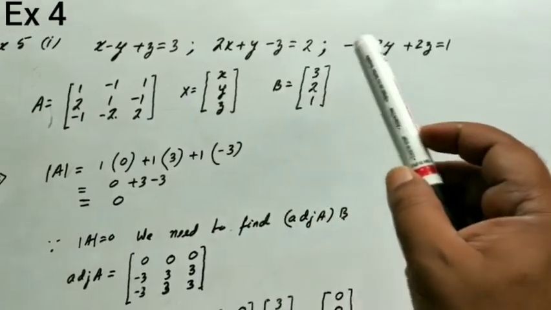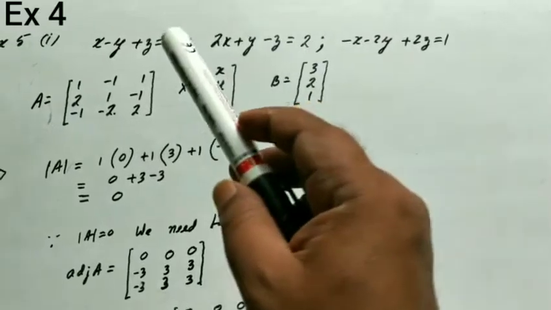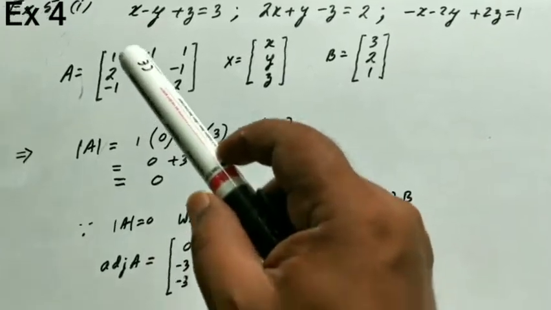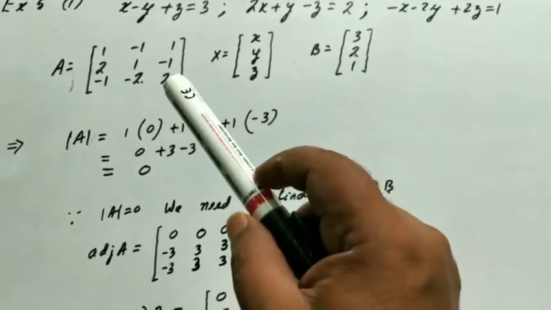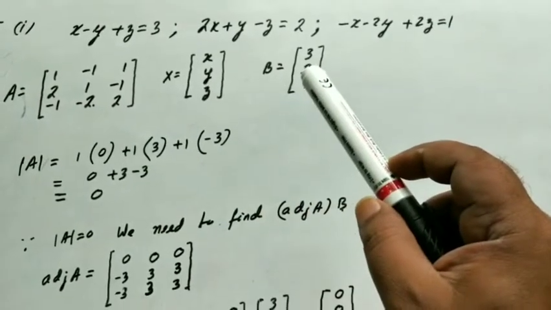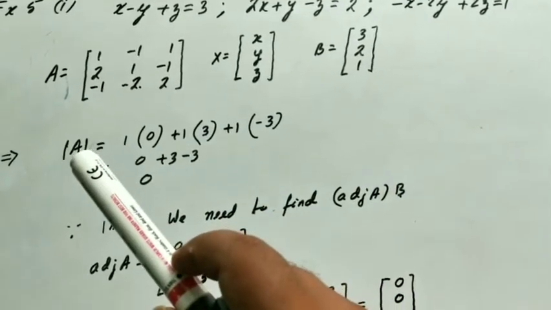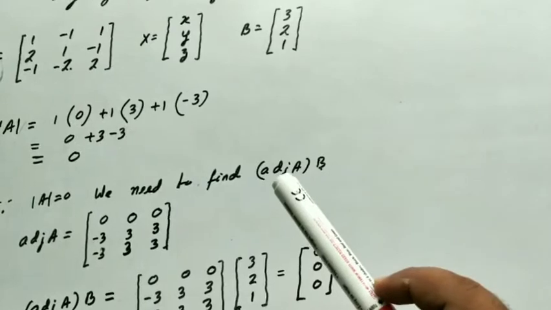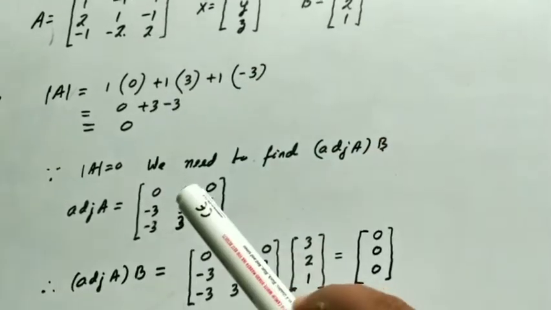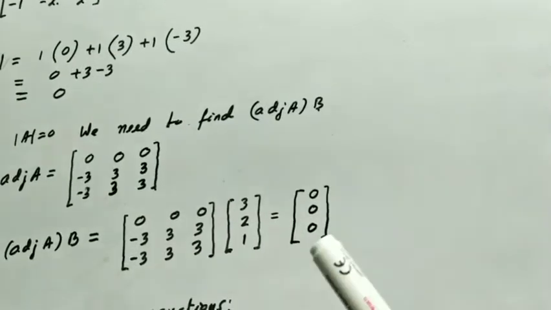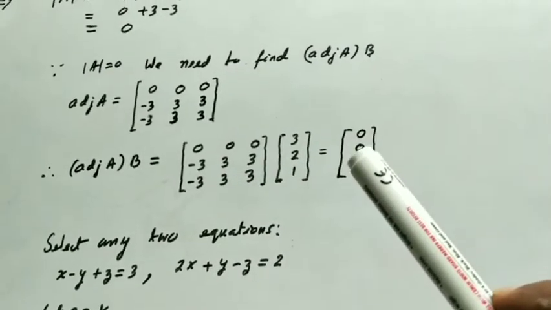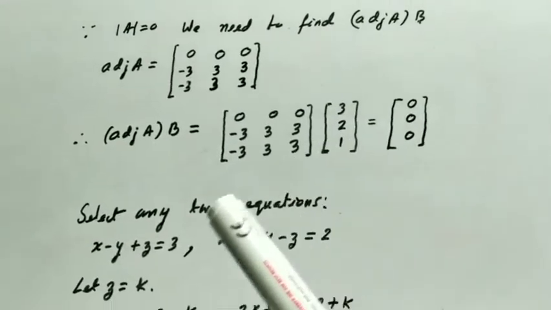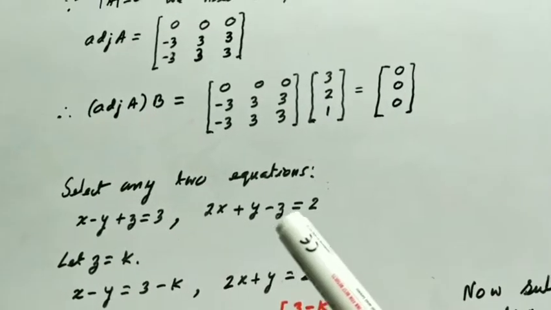So three equations are given, non-homogeneous equations in three variables. First step is to find the coefficient matrix: coefficient of x, coefficient of y, coefficient of z, the variable matrix and the constant matrix. First we find determinant of A, and here we find it is equal to 0. Therefore we have to further find adjoint of A into B. Adjoint of A, you know how to find. Adjoint of A into B is a null matrix. Now we have two options. If it is consistent, it will have infinitely many solutions. If inconsistent, no solution. We select any two equations amongst the three.